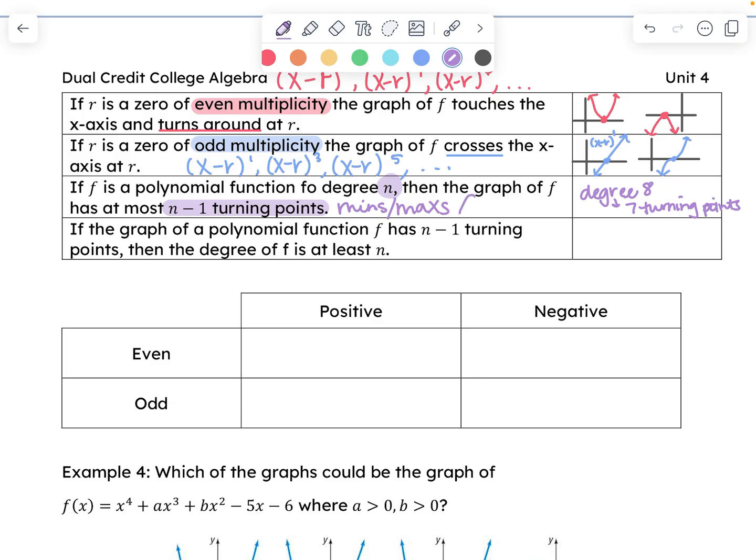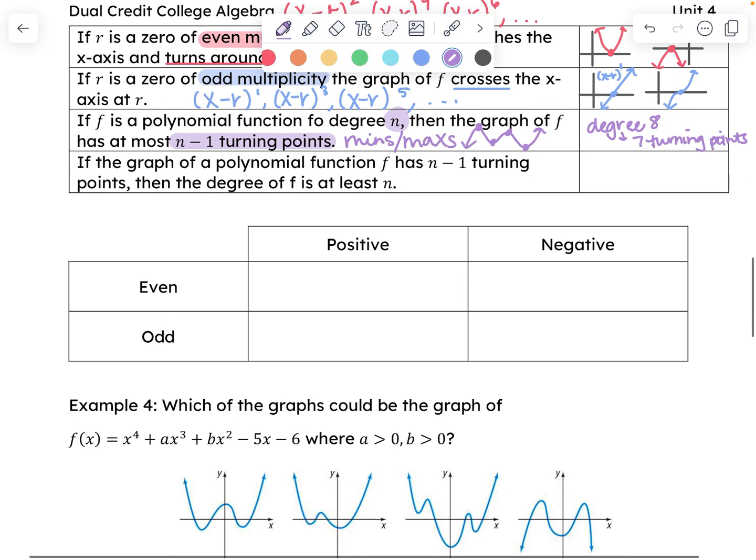And so your polynomial can make any kind of curved shape, and your turning points are your mins or your maxes. It's where it turns from increasing to decreasing. That's why we call it a turning point. It's where it kind of turns around. It turns from going up to going down. And the next one goes the other way around.